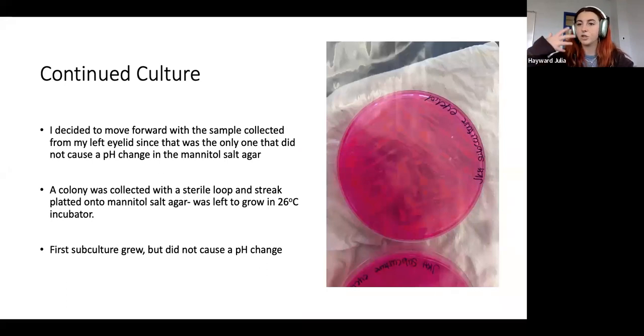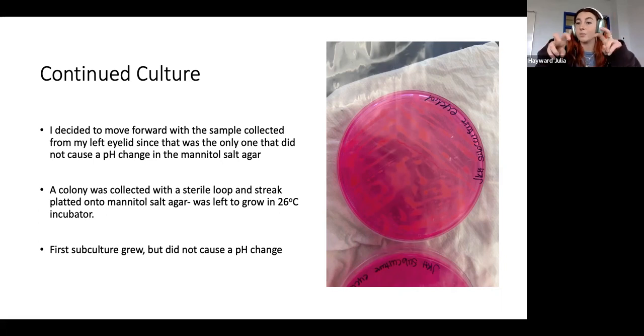I moved forward with the eyelid sample just because of the interest and because it did not have a pH change. It stayed the color red rather than turning yellow like the other ones did. So from that original sample that was in the previous slide, I collected a colony from that eyelid plate and then again streak plated onto a new mannitol salt agar.